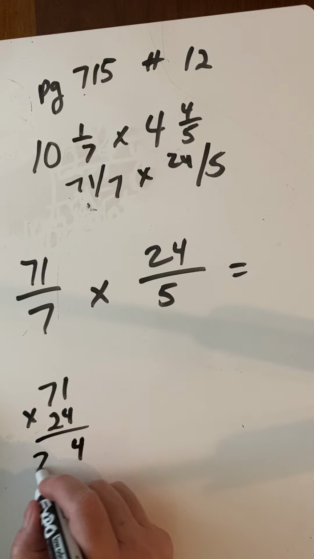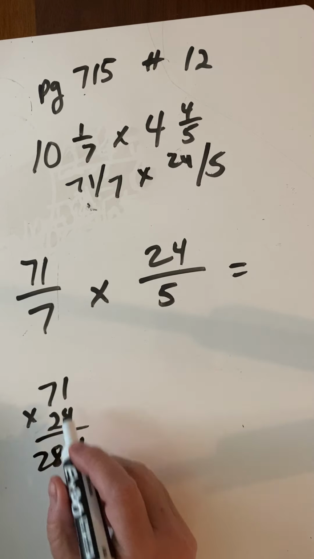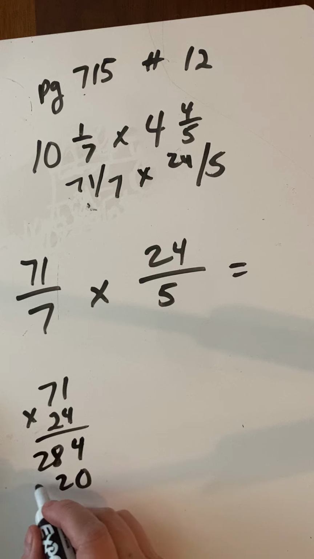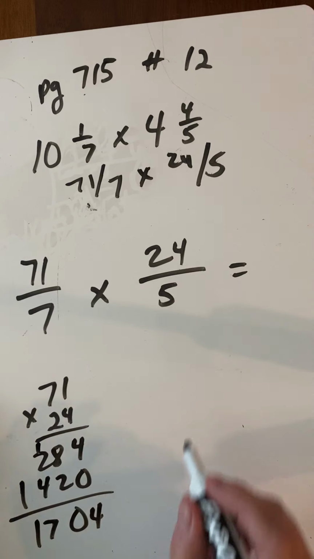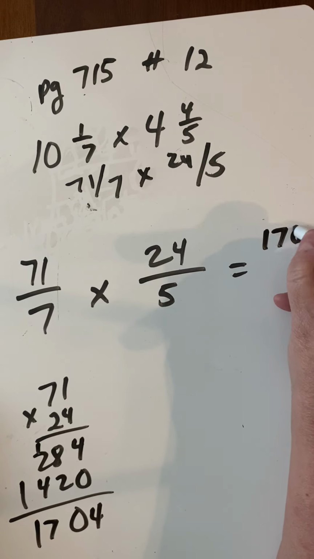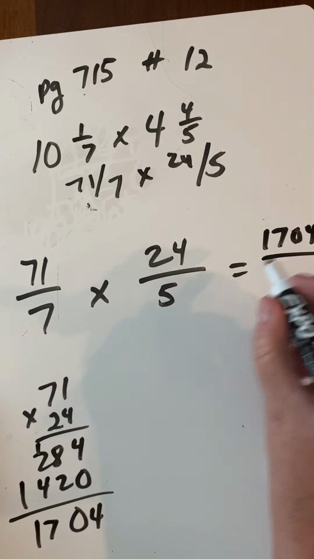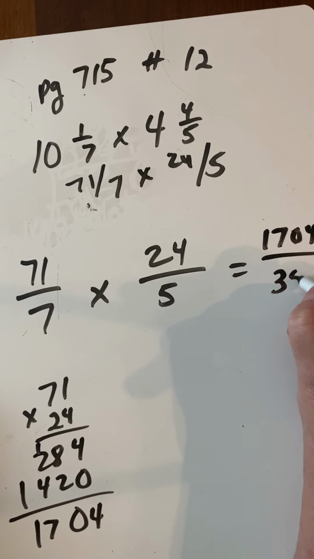4 times 7 is 28. Put my 0 here. 2 times 1 is 2. 2 times 7 is 14. That gives me 0, carry the 1. That's 6, 7. 1,704. So 1,704 divided by 7 times 5, which is 35.